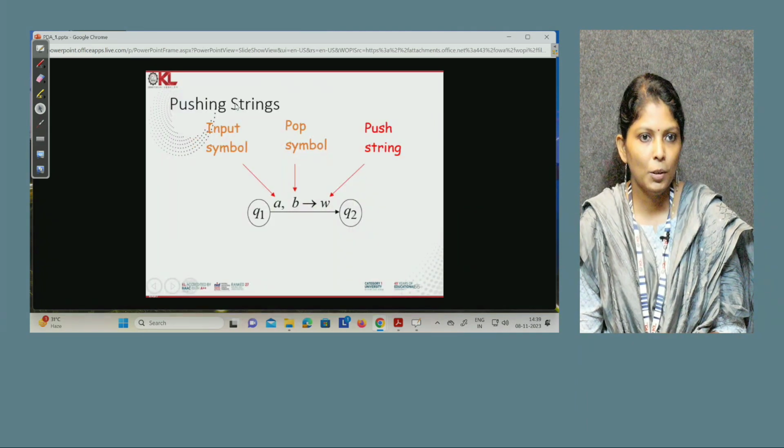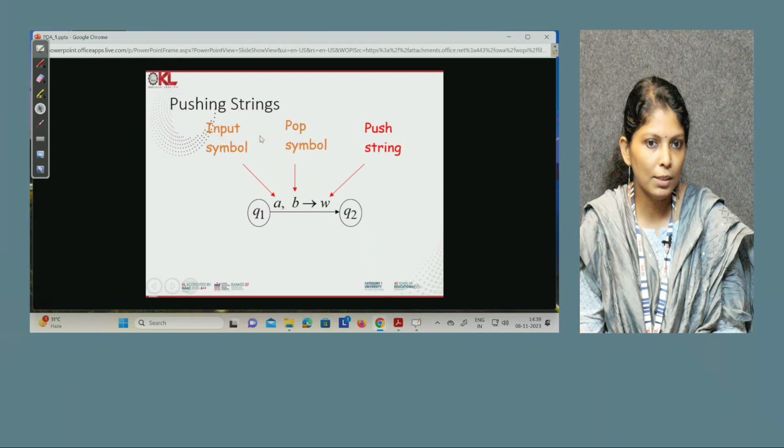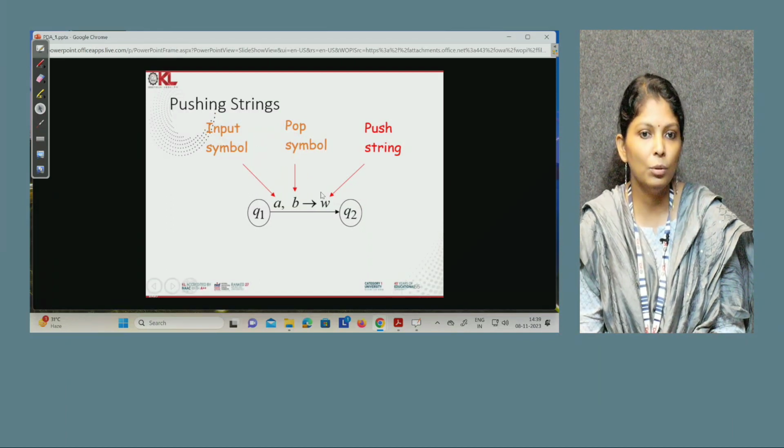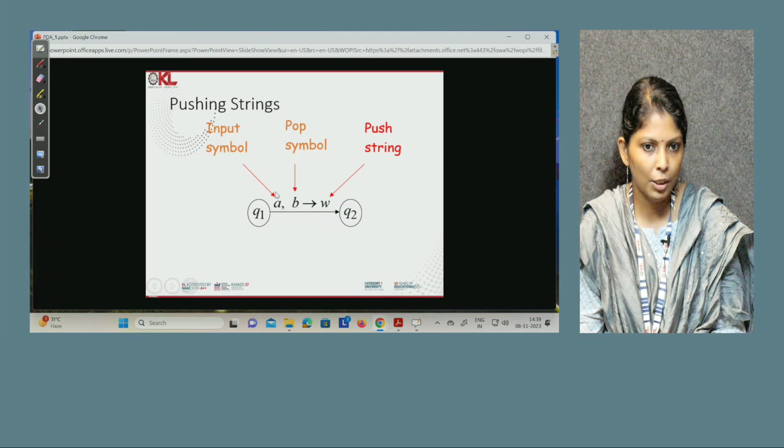Okay, then another possibility is that instead of pushing a single symbol, we can push a string into the stack. So here A comma B arrow W means if the input is A and the stack top is B, we can push the string W.